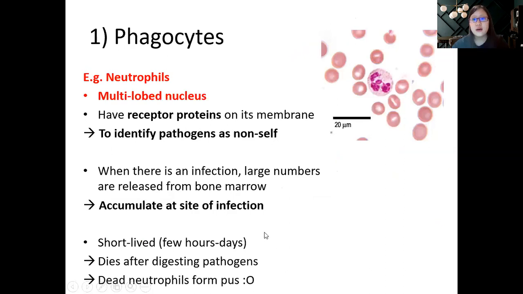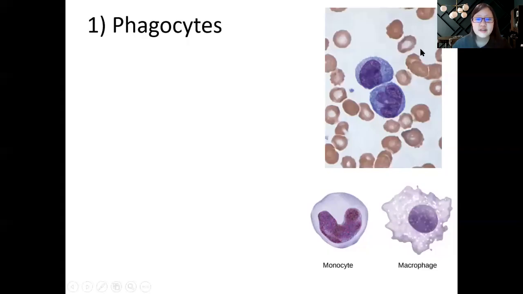So let's talk about the first type of phagocytes here. I'm not sure why the words are not coming out. Give me a sec. Right, I fixed it now.